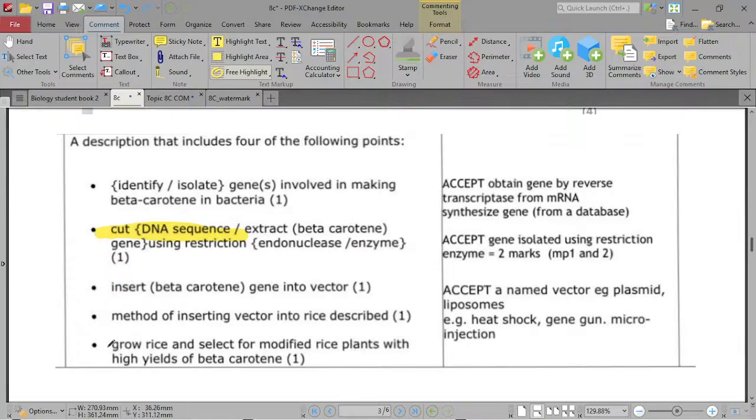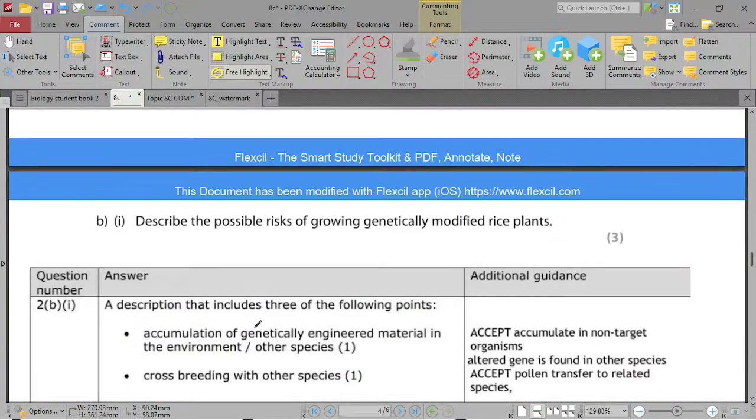Grow. Okay, this is the last point I didn't write. Grow rice and select from modified rice plants with high yields of beta-carotene. So this is how we identify the plants which are GMOs and selectively grow those. That's basically what they're saying.